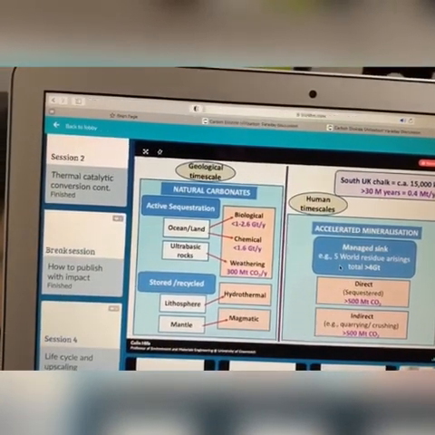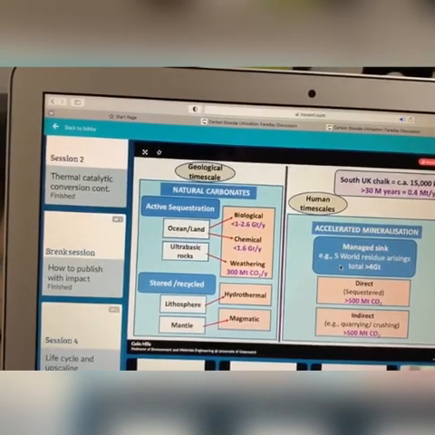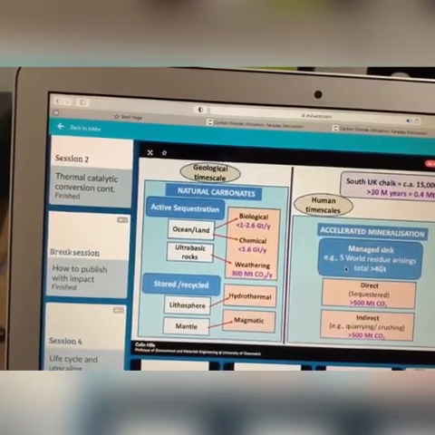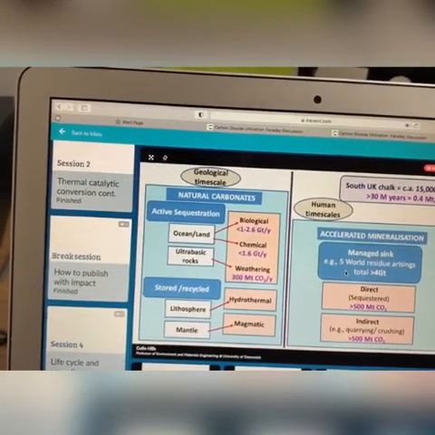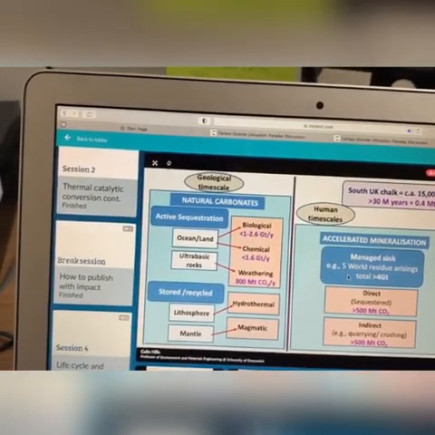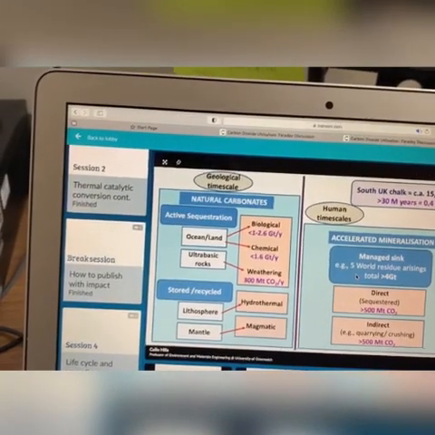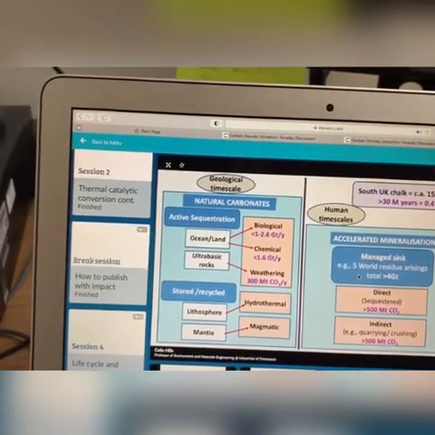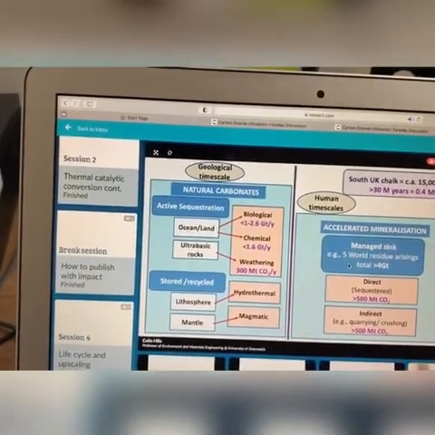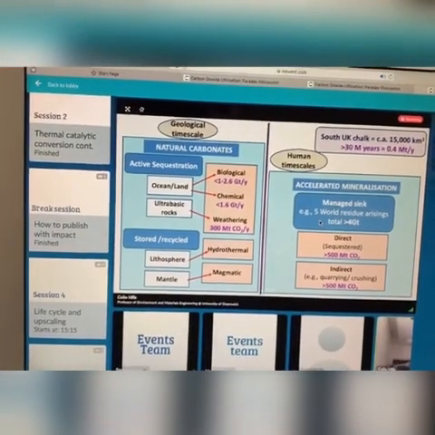If we go back to the chalk that's exposed in the southeast of England, well, it's about 15,000 cubic kilometres, and over 30 million years, our back-of-the-envelope calculation tells us that about 400 kilotons of CO2 were mineralized just in this local geographic area on an annual basis. So if you have a look at what we can do with a managed reaction and what nature does, the amounts that we can manage are comparable with those of nature.